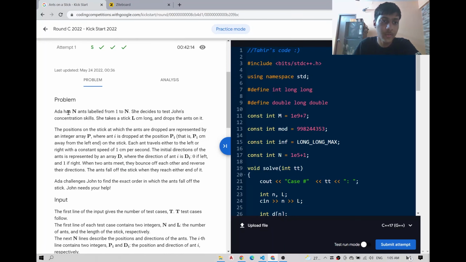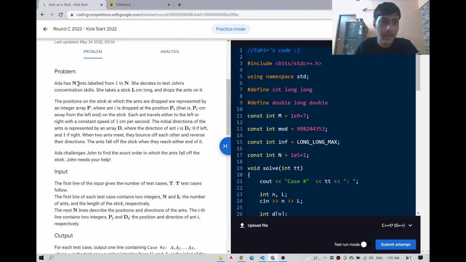Today I'll be explaining the solution to the third problem of Google Kickstart 2022 Round C. So basically in this question we are given n ants labeled from 1 to n, and we have an L centimeter long stick, and for each ant we're given its position pi for the ith ant and an integer di, which represents whether initially it is moving towards the left or to the right. 0 if left and 1 if right.